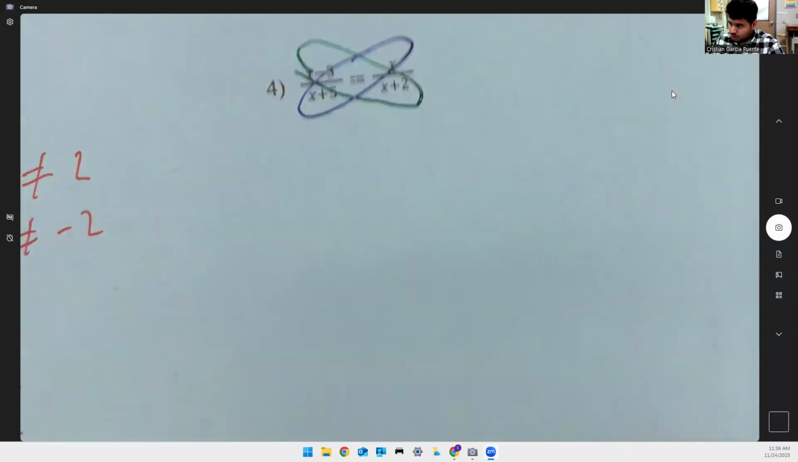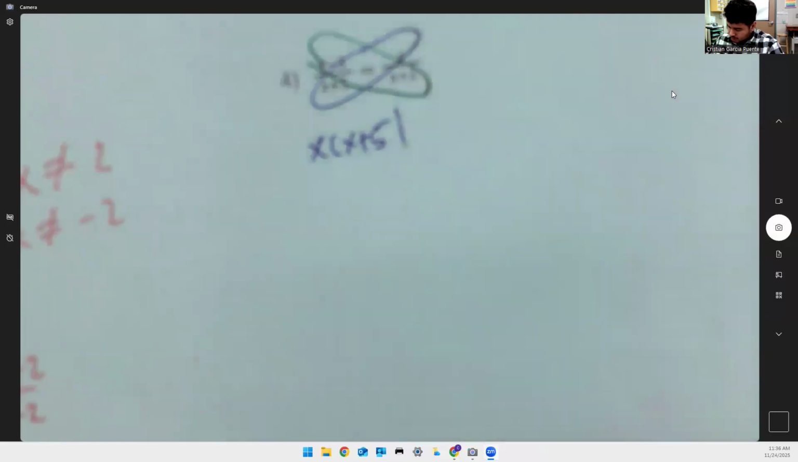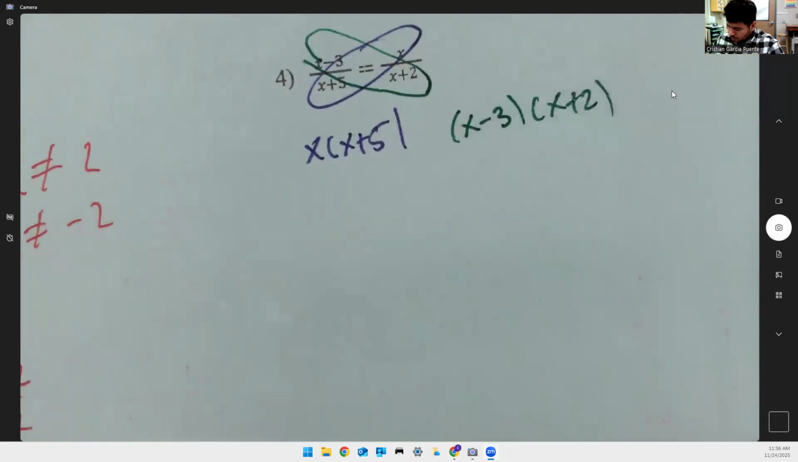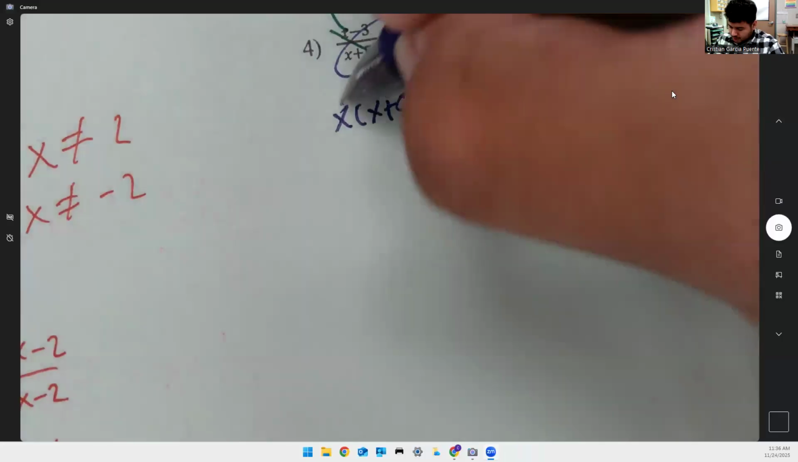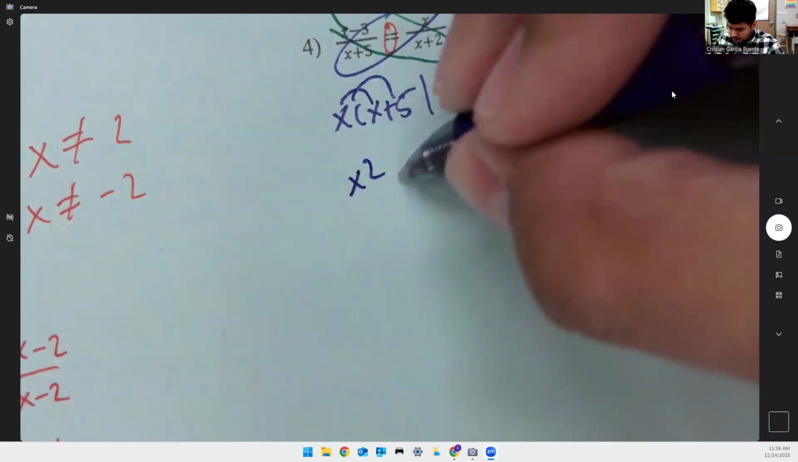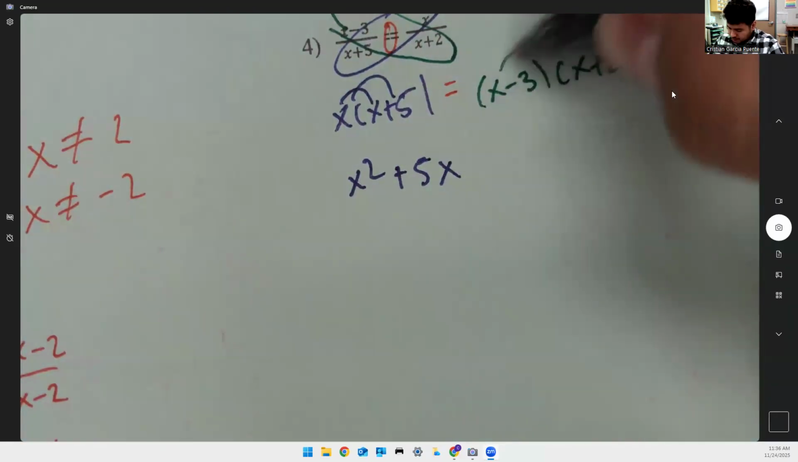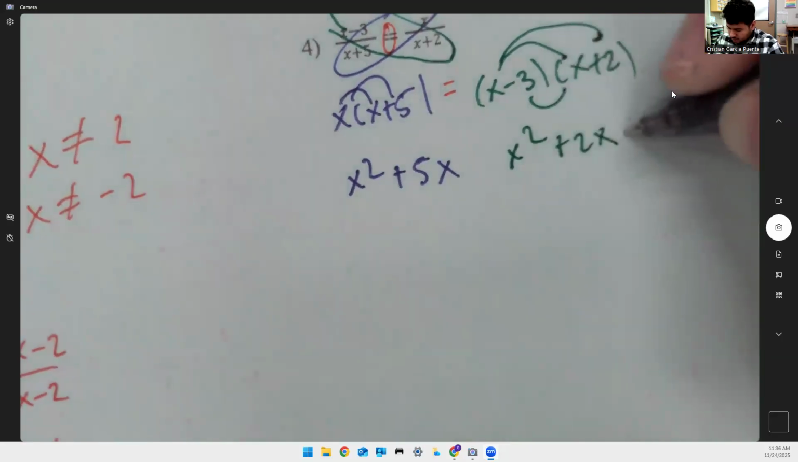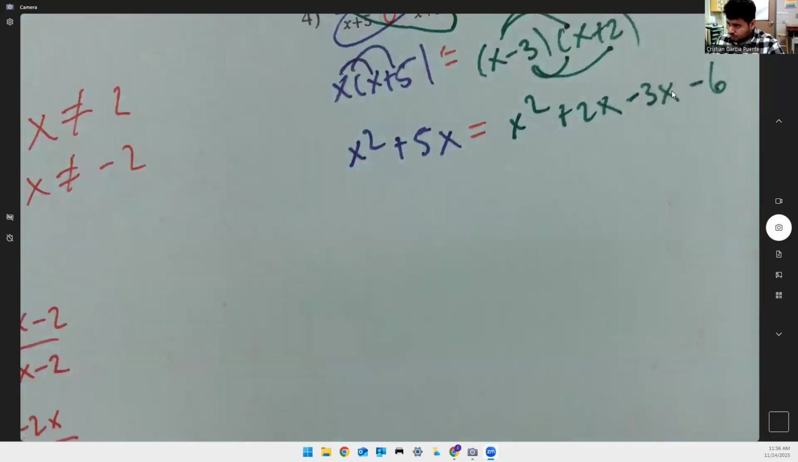So what do I circle in my blue circle? It's x and x plus 5. What do I circle in my green circle? It's x minus 3 and x plus 2. The symbol in between is an equals. Now distribute. X times x is x squared. X times positive 5 is 5x. On the other side, what's x times x? X squared. X times positive 2 is 2x. Negative 3 times x is negative 3x. And negative 3 times 2 is negative 6. The symbol in between is an equal, so keep it an equal.